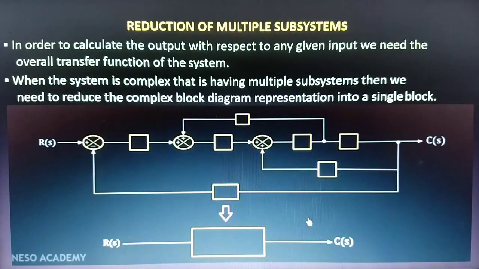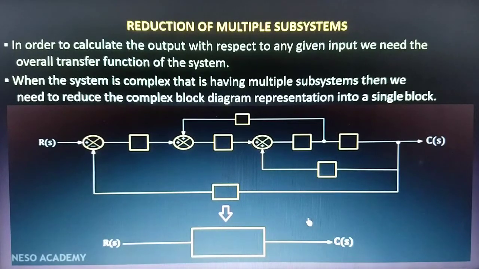So we'll now move on to the reduction of multiple subsystems. As we already discussed, practical control systems are complex in nature. They consist of multiple subsystems, and in order to find out the overall transfer function, we need to reduce those multiple subsystems into a single block. So we'll discuss this under the topic of reduction of multiple subsystems.